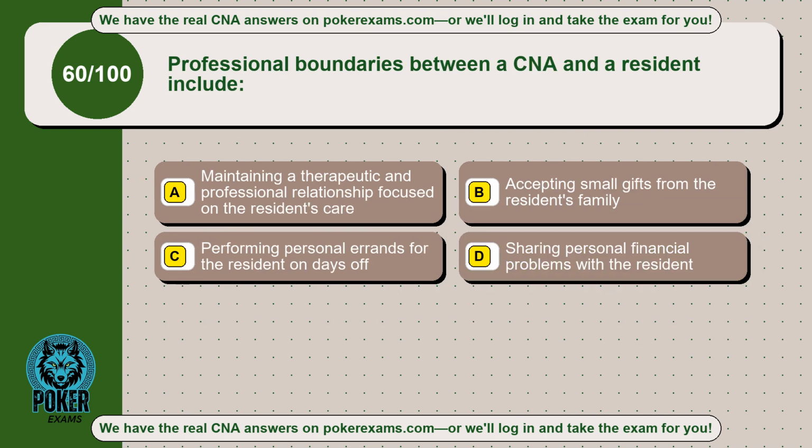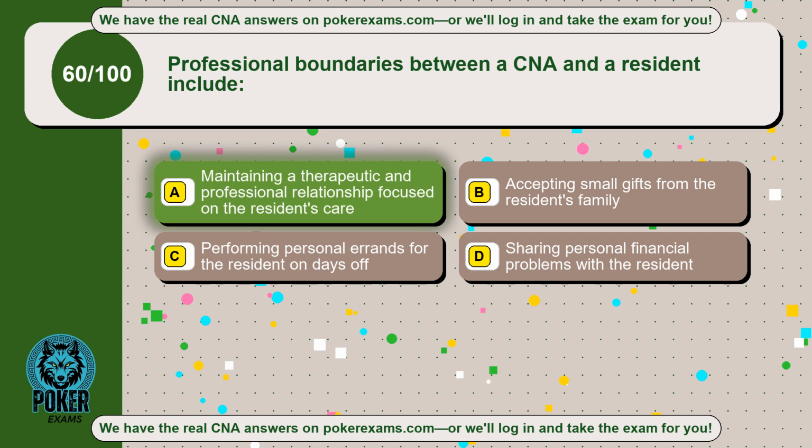Question 60. Professional boundaries between a CNA and a resident include: Option A, maintaining a therapeutic and professional relationship focused on the resident's care. Option B, accepting small gifts from the resident's family. Option C, performing personal errands for the resident on days off. Option D, sharing personal financial problems with the resident. The correct answer is option A.